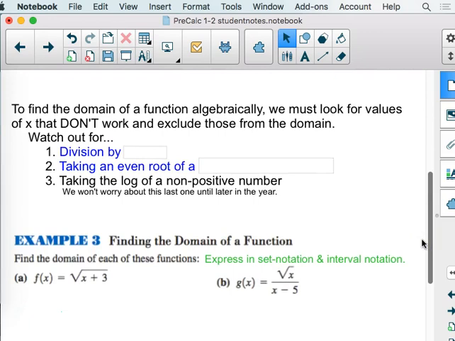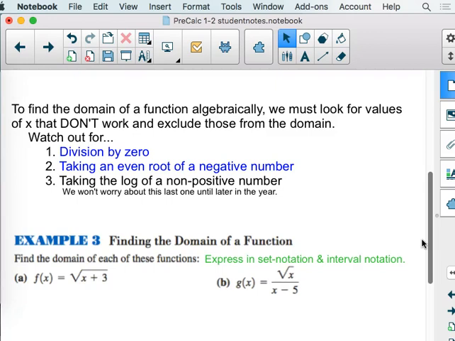To find the domain of a function algebraically, we must look for values of x that don't work and tell people you can't use this one. Now, I'd like to tell you can use any number you want to, but we can't. First of all, we've covered this already, dividing by 0. You can't divide by 0, so you have to tell people this number's out because it'll make you divide by 0. You can't do that. Take an even root of a negative number. We can take an even root of 0. We can take an even root of any positive real numbers, but not negatives. That'll make us leave the real number system. We'll be into imaginary. We're not going to do that.